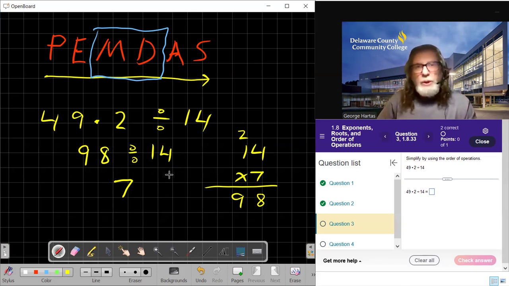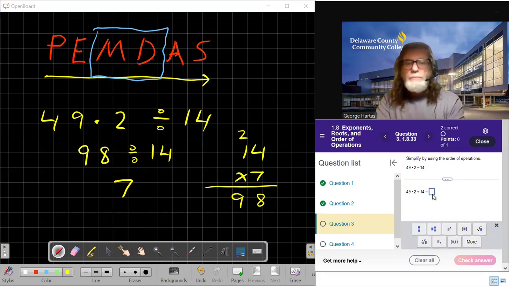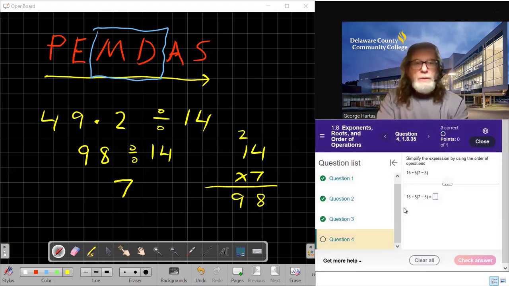So if it takes you a couple of guesses, that's fine. But that's one way to do a smart guess, right? All right, so we say the answer is 7. Let's try it, see what happens. Okay, and this is our last question here.